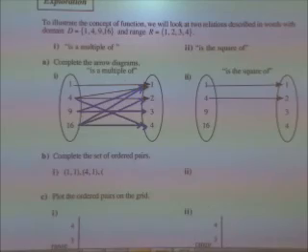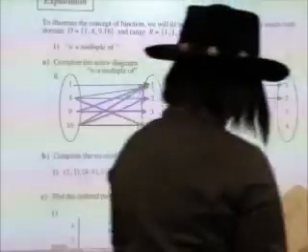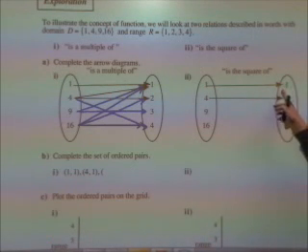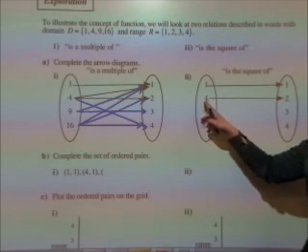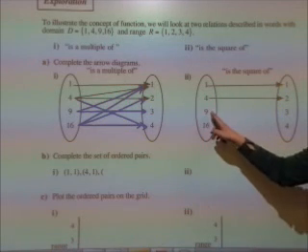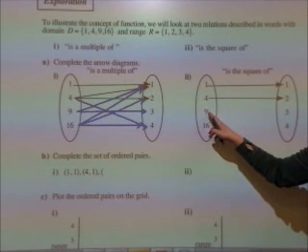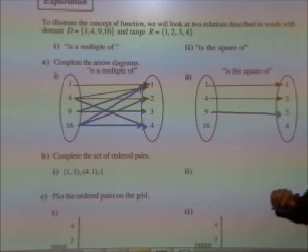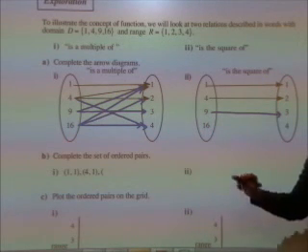And then we have is the square of. So 1 is the square of 1. 4 is the square number of 2. So 9 would be the square number of 3. And 16 would be the square number of 4.